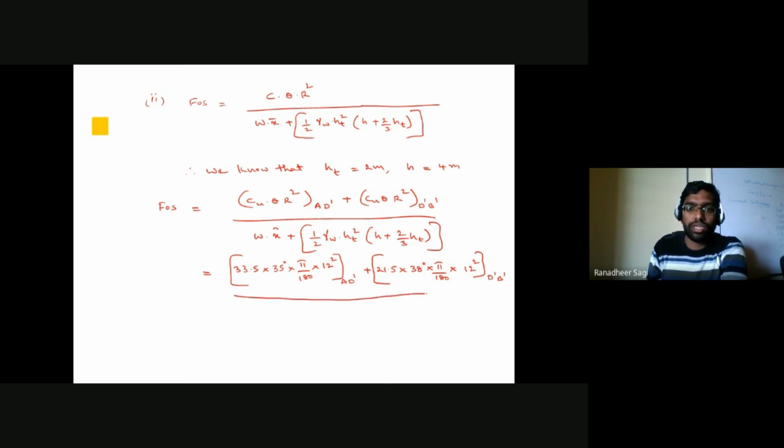This total is divided by the weight of the soil, which is the unit weight of the soil, 17.75, into the volume of the soil. So what is the volume of the soil equal to?